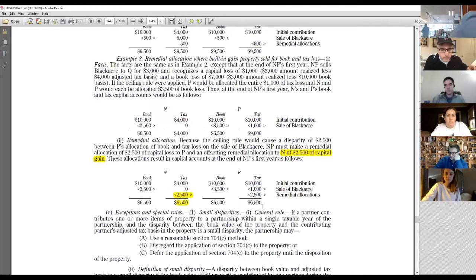And hopefully soon you get comfortable with all this stuff, because there will be a 704C problem on the exam. It's important. And so you'll see something certainly on 704C in the exam.